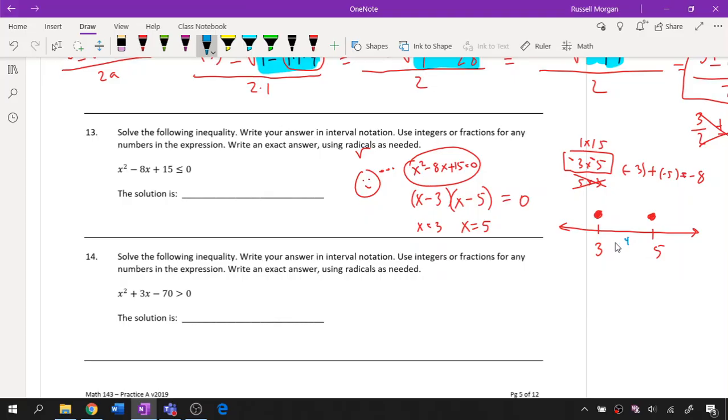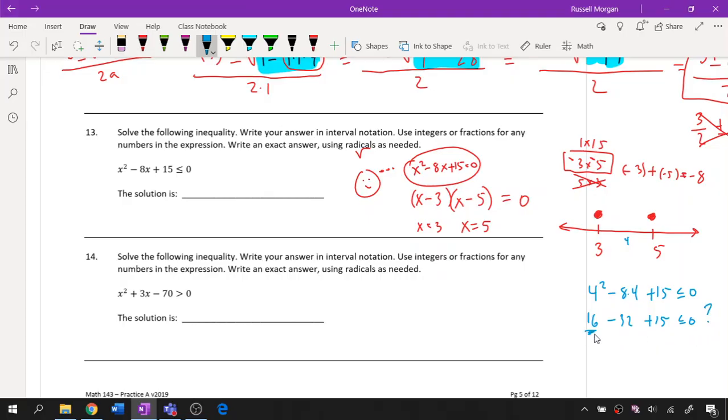If I plug this into the original problem, that would be 4 squared minus 8 times 4 plus 15. Is that less than or equal to 0? We'll find out. 4 squared is 16. Minus 8 times 4 is what? 32. Plus 15. Is that less than or equal to 0? I'll put a question mark here. Is it? I don't know.